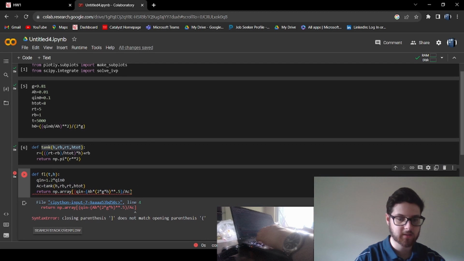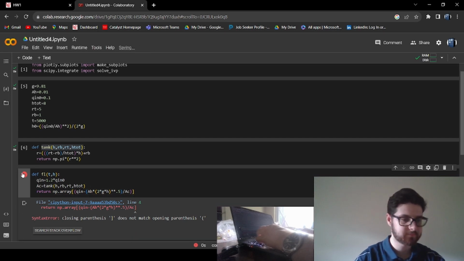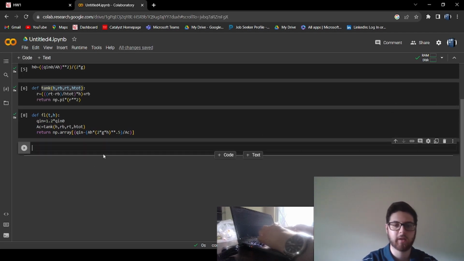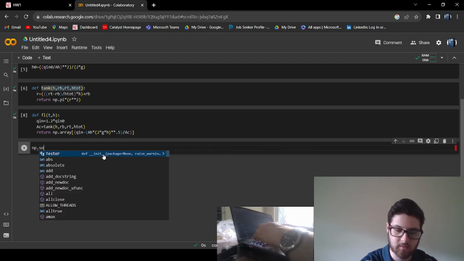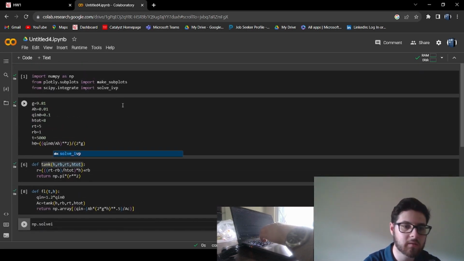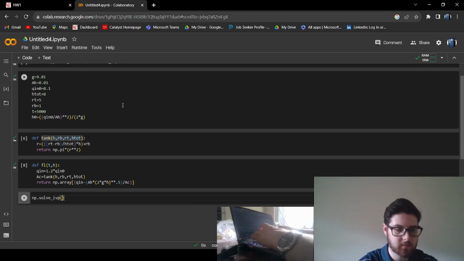And I messed that up because I didn't even bother putting this second parentheses. So now we've got to solve this right-hand side with IVP. So I think it's numpy dot solve IVP. I can scroll up to make sure. Yep, solve IVP, and then we need the fluid levels.